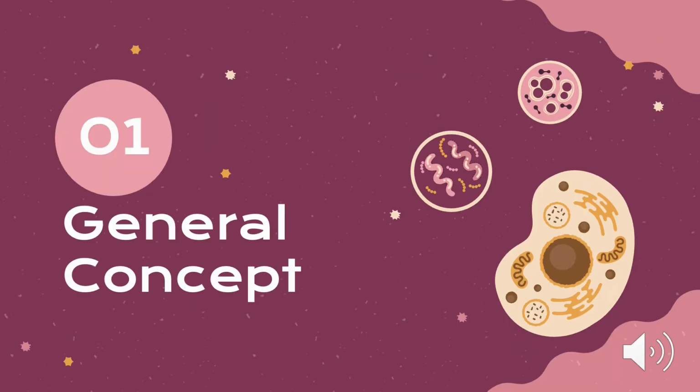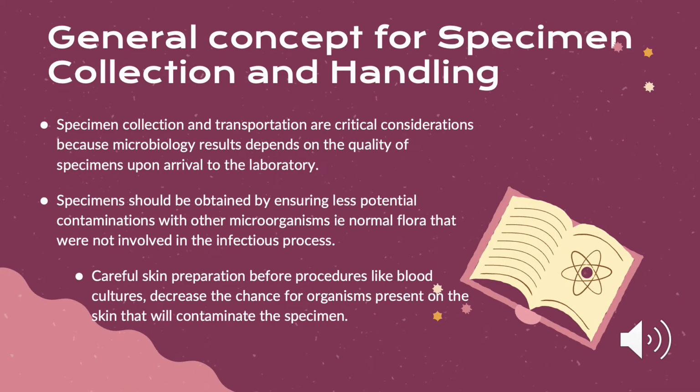The first section is the general concept. We have to understand the importance of good specimen collection and handling. This is considered a critical consideration because in order to get valid results, it depends on the quality of the specimen upon arrival to the laboratory.